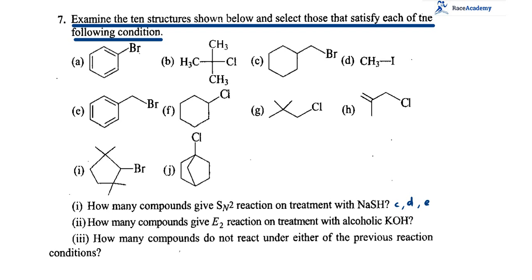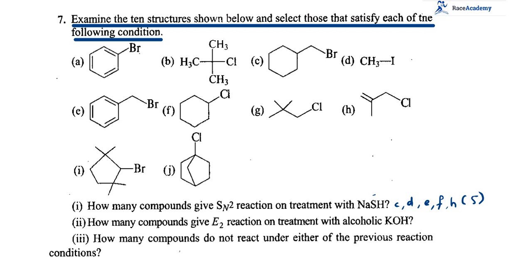And if you see F, the chlorine is there with an sp3 carbon, secondary. Because of the strong basic nature of NaSH, it can react. So F also will be considered in this. And coming to this allylic group, that is H, it is also participating in this reaction. So these are the compounds that will give SN2 reaction on treatment with NaSH. So the total number of compounds giving this SN2 reaction is 5.